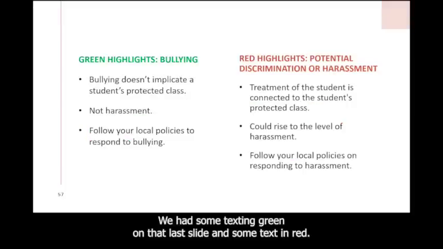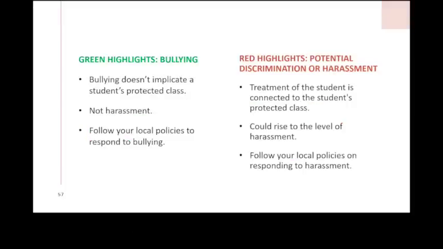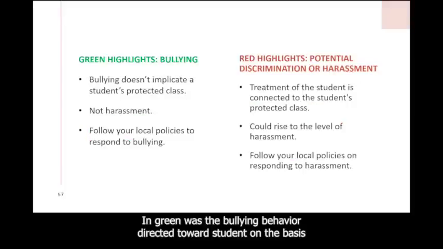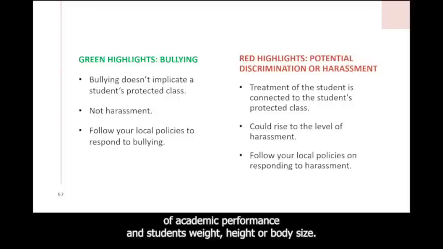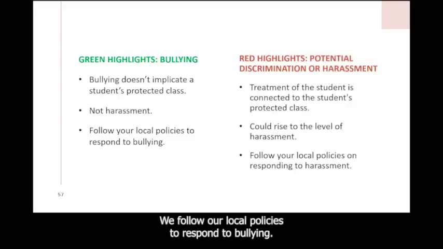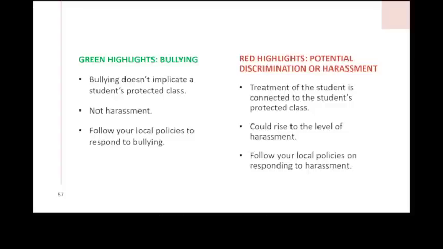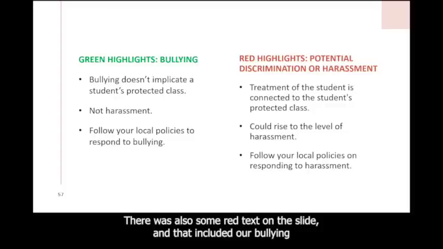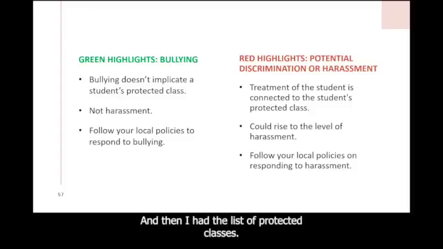We had some text in green on that last slide and some text in red. In green was the bullying behavior directed towards a student on the basis of academic performance and students' weight, height, or body size. These are not protected classes under our discrimination and harassment laws, and therefore they cannot be harassment. They can only be bullying. When you see these things happening where it's not connected to a protected class, we follow our local policies to respond to bullying. There was also some red text on the slide, and that included our bullying behavior directed toward a student based on their protected class.